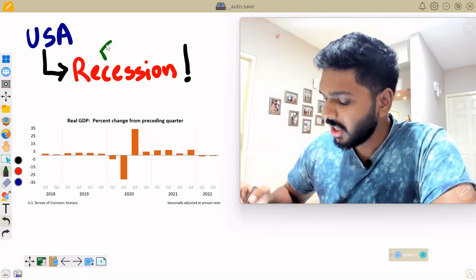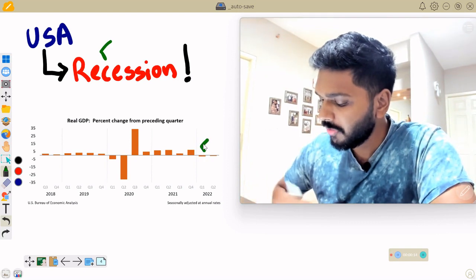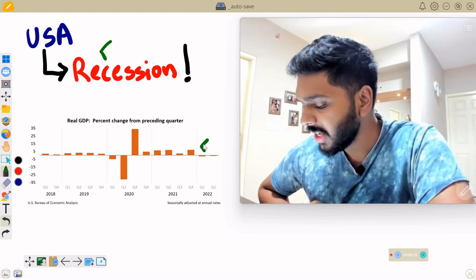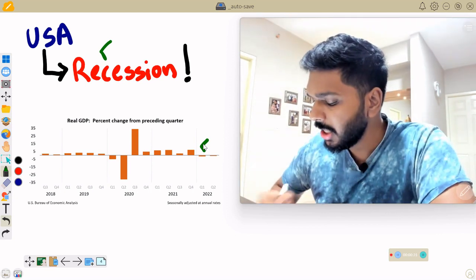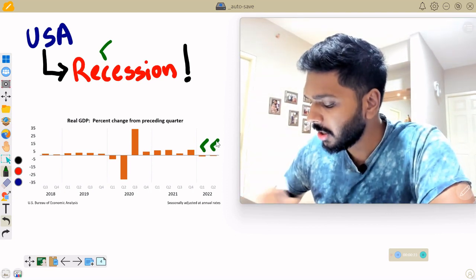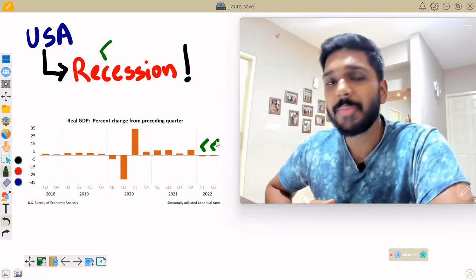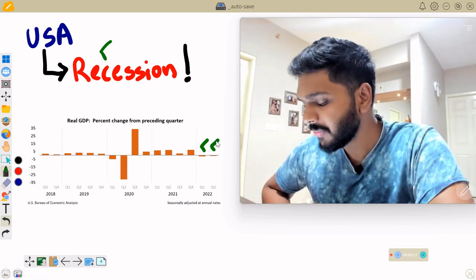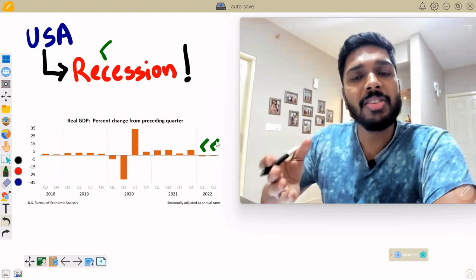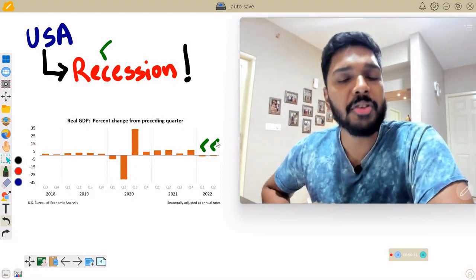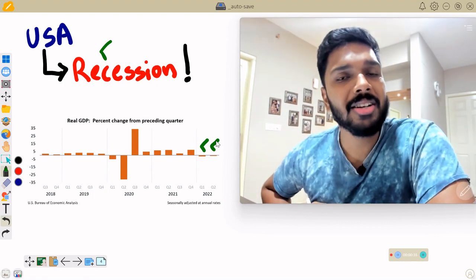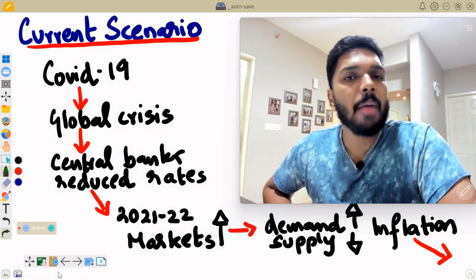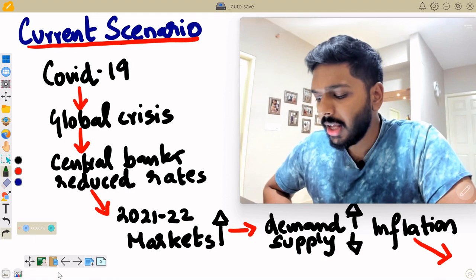As you can see in this particular graph, for Q1 of the calendar year 2022, the GDP percentage has gone below zero. Similarly, for Q2 as well, the decline is not that much, but still it is below 0%. And since the GDP of the last two successive quarters of the US have shown negative growth, recession has started in the US. Let us see what is happening in the current scenario.